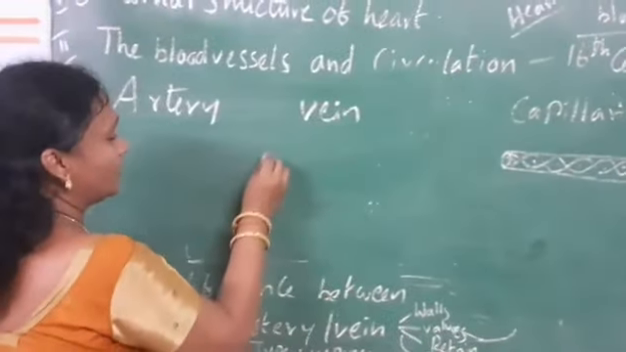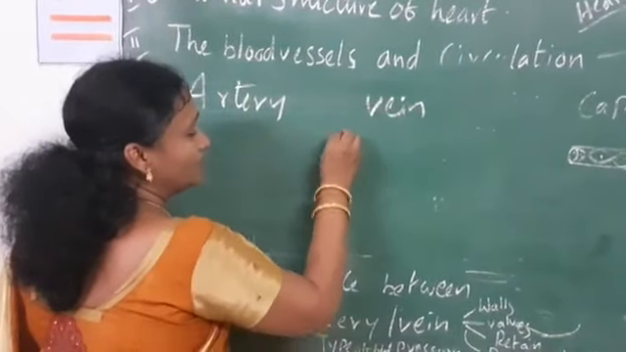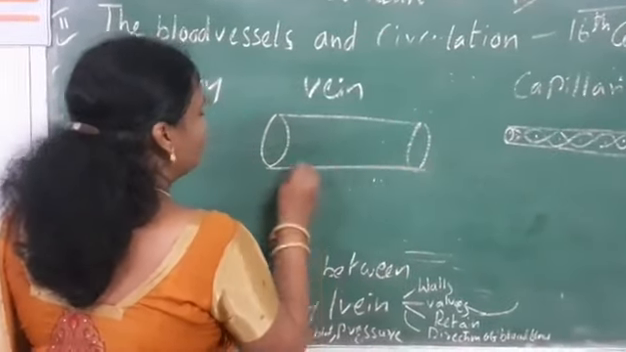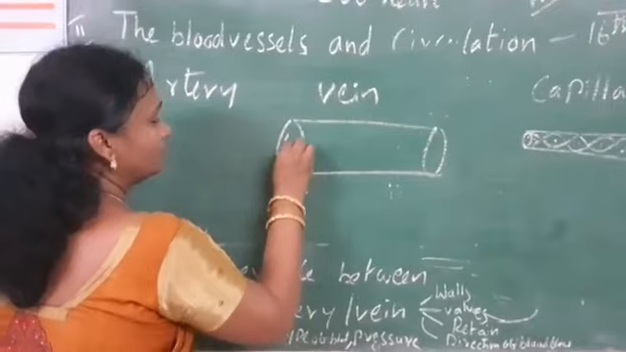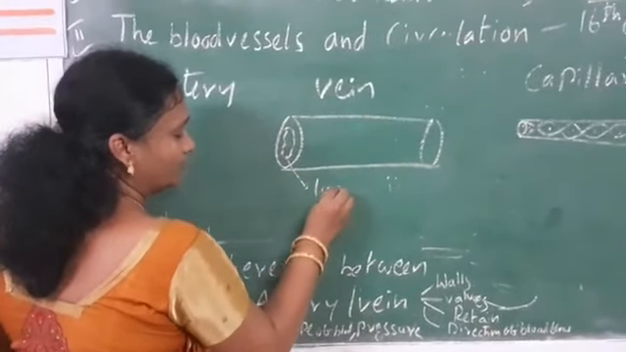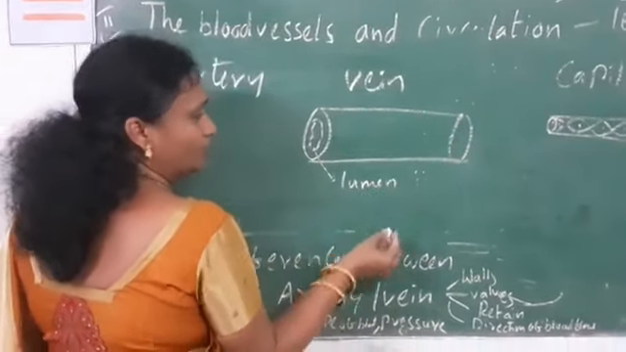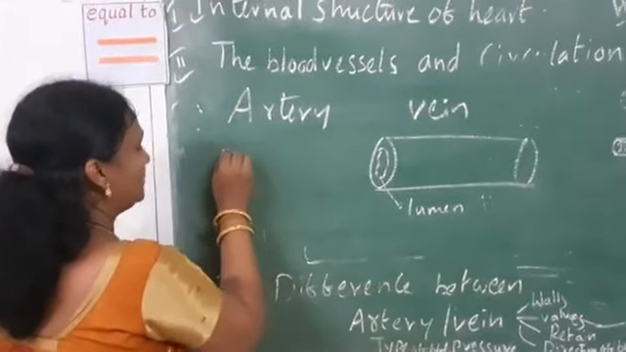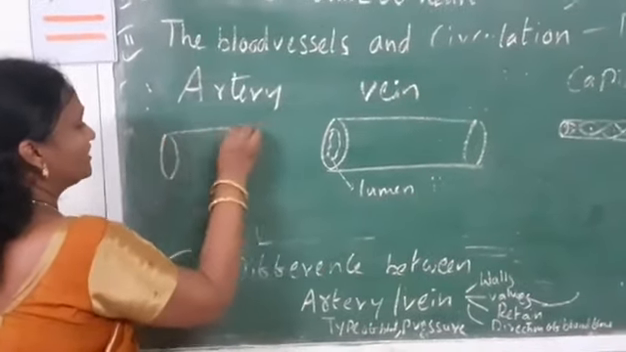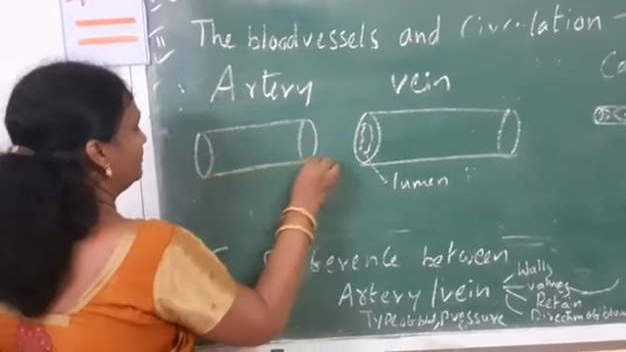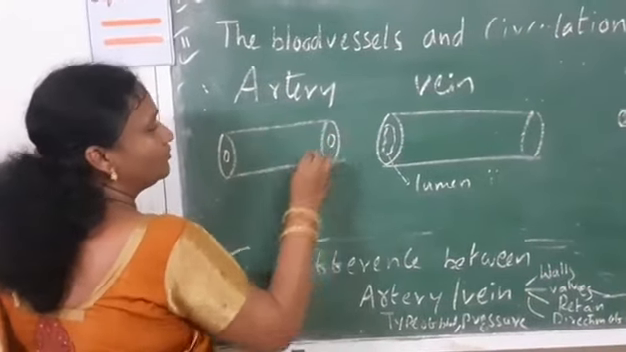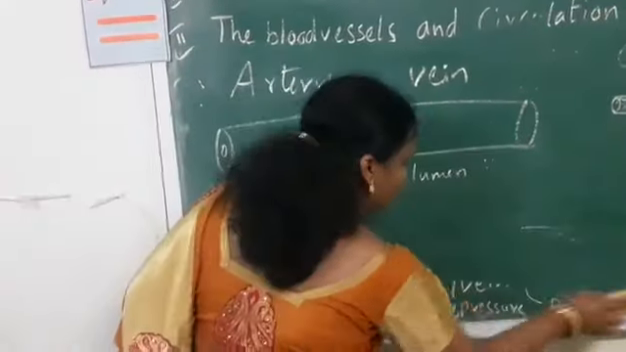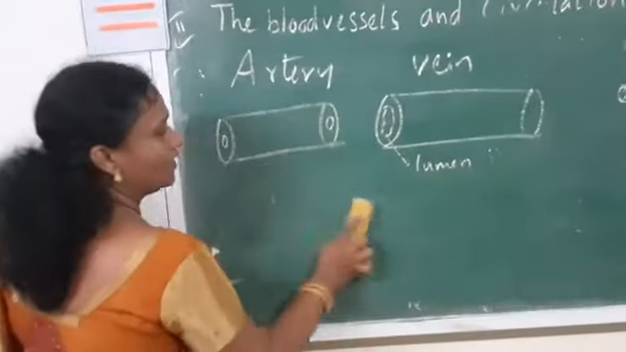When we see the vein, the vein brings the blood to the heart, you know. And these veins have a large lumen. By seeing the lumen itself, you can identify whether it is an artery or vein. The artery has a small lumen. Small lumen will be observed in the arteries. So now let us see a 4 marks question for you. What is the difference between the arteries and veins?